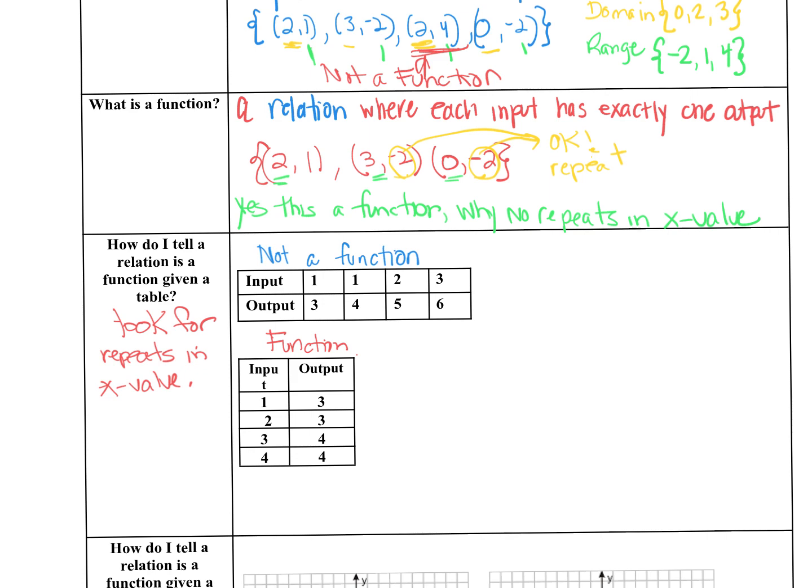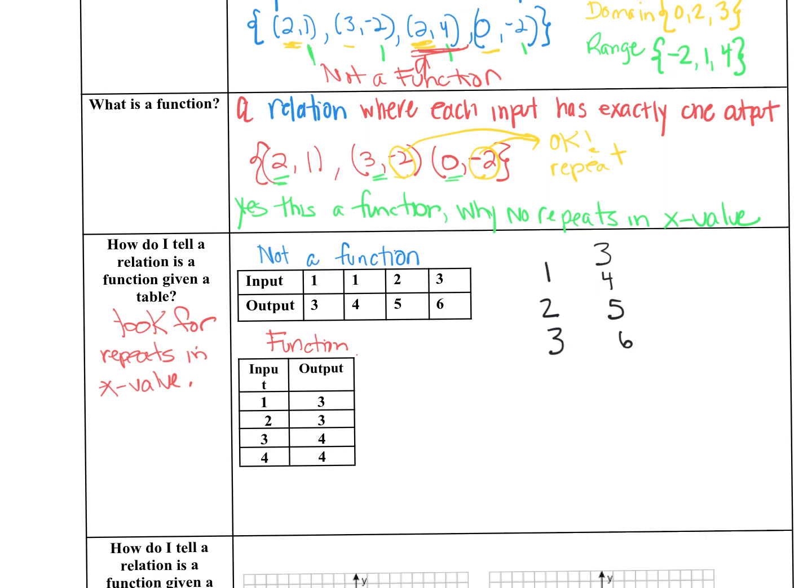Okay, now we left some space over here, and that's because we know that a table and a mapping have similar components, but I did want to take a second and show you what each one of these would look like in a map. So if we looked at the input for this one here, and we made it into a map, we would have a 1, a 2, and a 3. And then for the output, we would have a 3, a 4, a 5, and a 6.